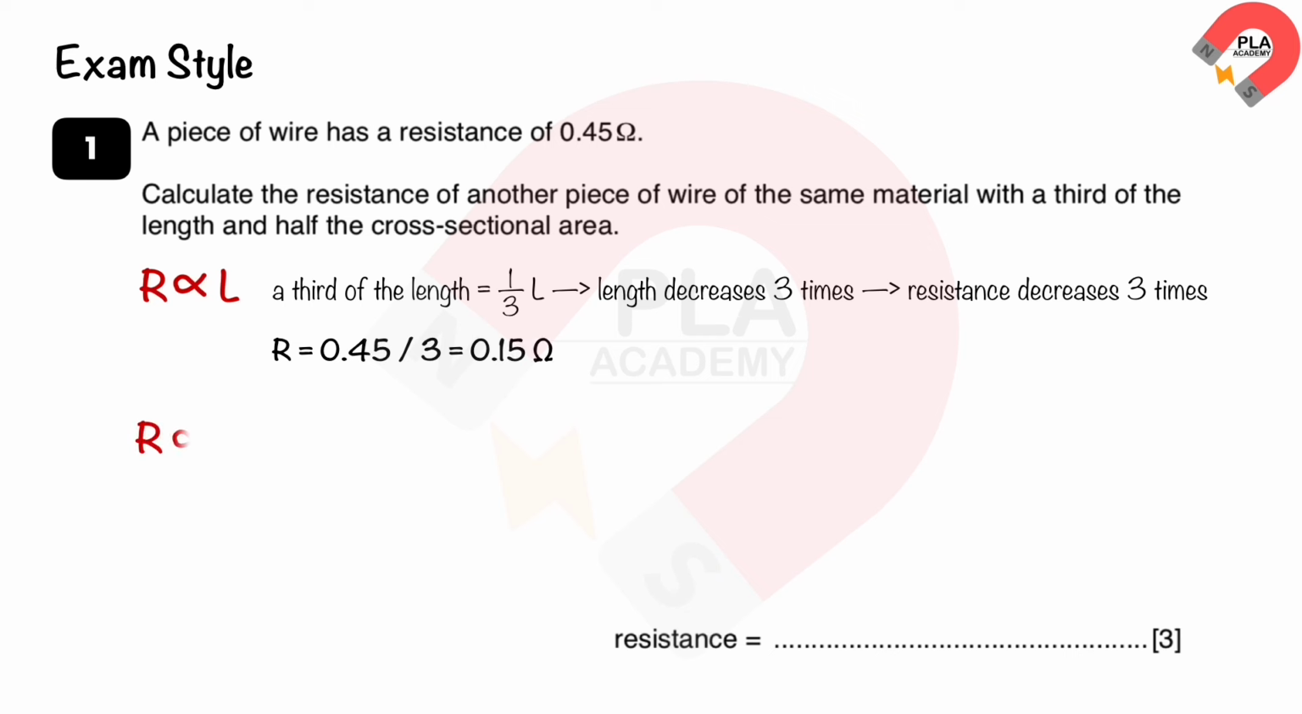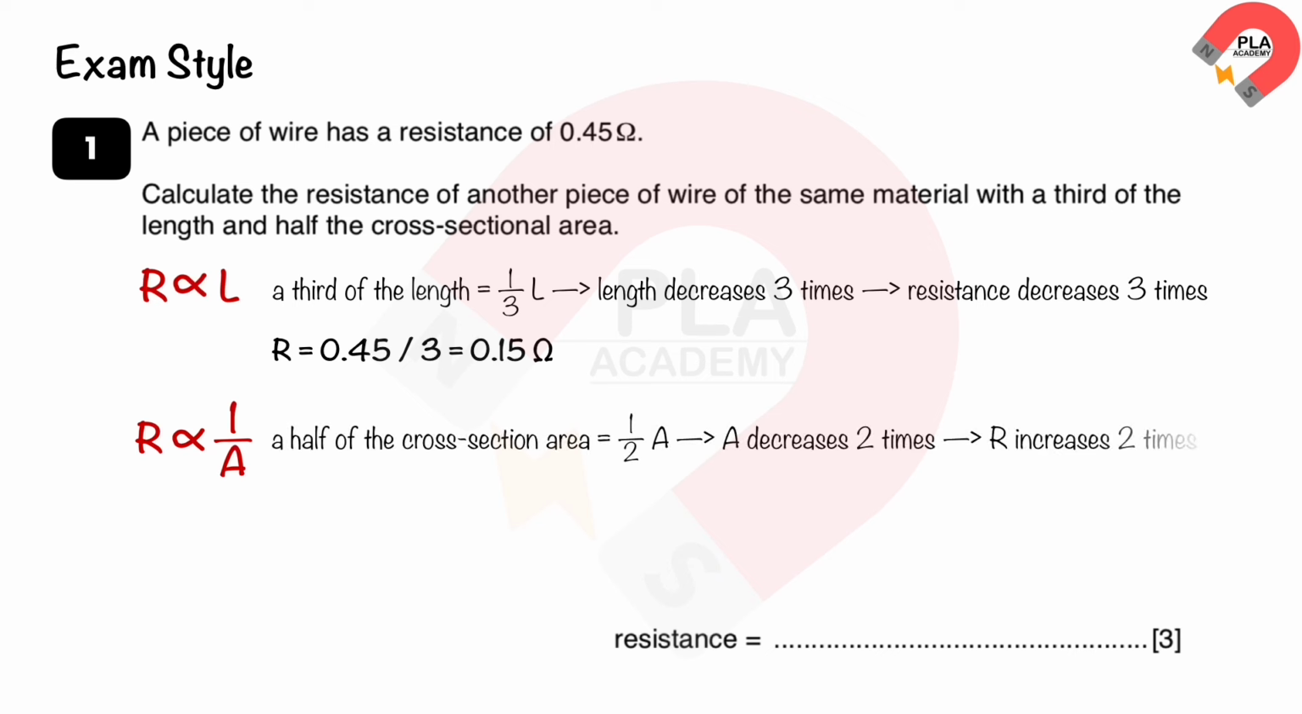Resistance is inversely proportional to the cross-sectional area. Half of the cross-sectional area means it decreases 2 times, so the resistance increases 2 times. Therefore, the resistance is 0.15 times 2, which is equal to 0.3 ohms.